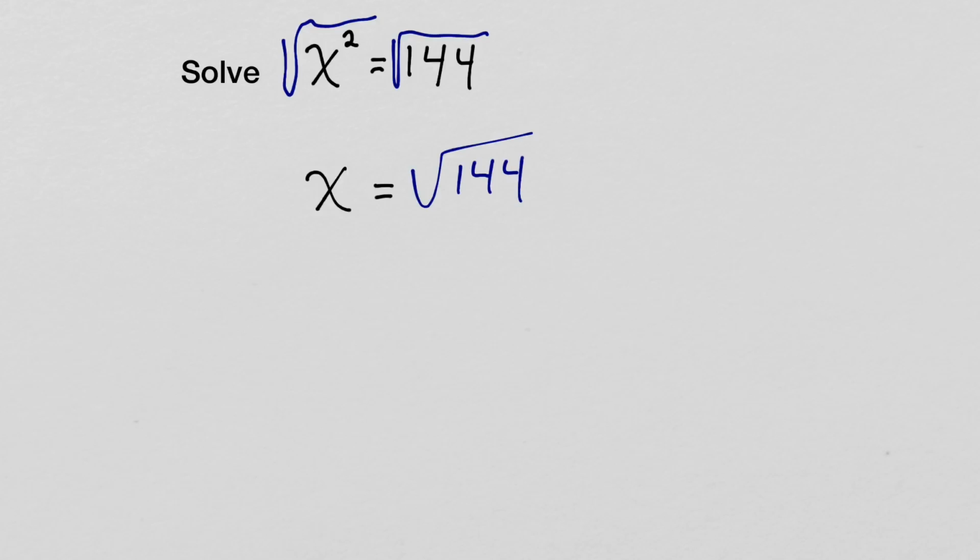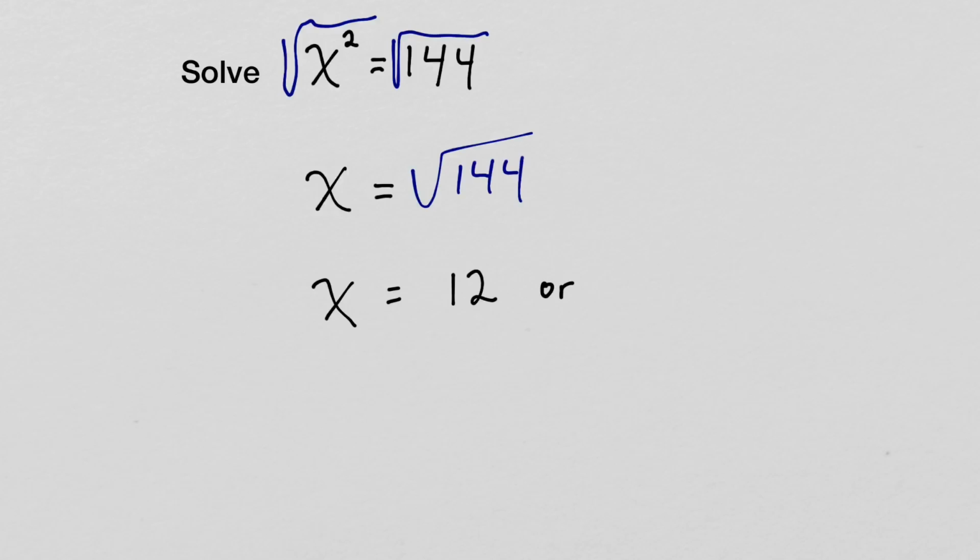Now the square root of 144 is asking us what two identical numbers multiplied together give us 144. Well, hopefully that came up in your mind as x equals 12, because 12 times 12 is 144. But that's not the only possibility.